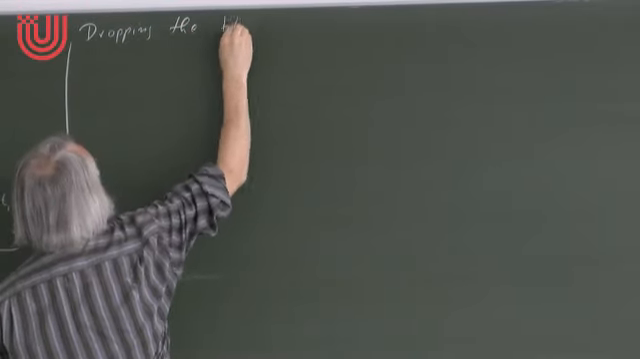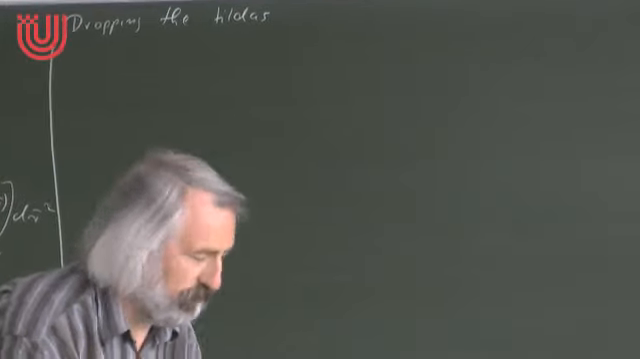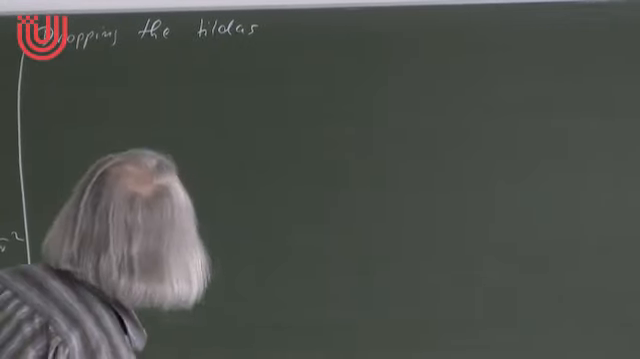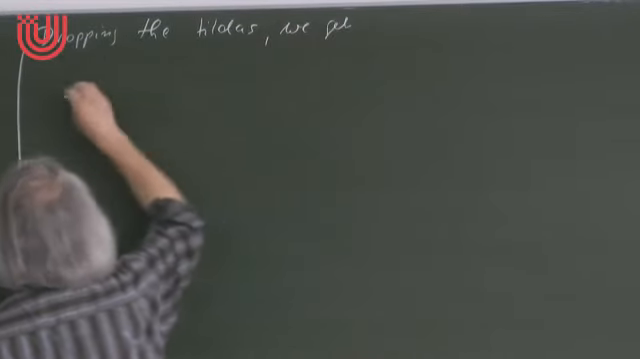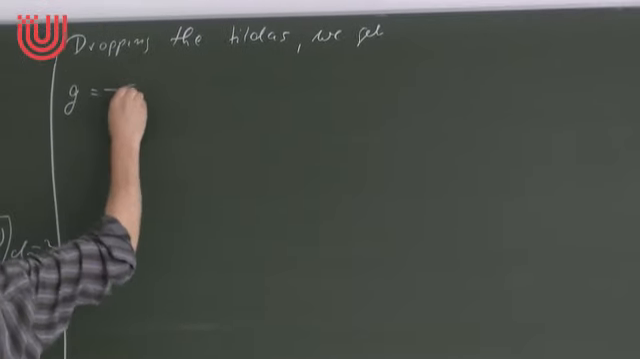Of course, now we drop the tildes. I don't want to have them through the rest of the calculation. So what was t tilde and r tilde in this calculation is now renamed into t and r. And then we get our metric in the following, much nicer form than we had before.